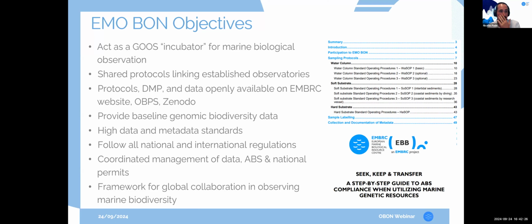And so, as you can see on the right, we've started to develop some of these standard operating procedures. So we have a handbook of our different protocols, which are all available online. We've got guidelines for how to coordinate, how to deal with ABS, both for users and for genomics observatories and biological resource centers.